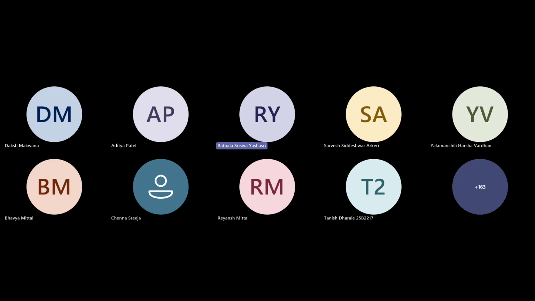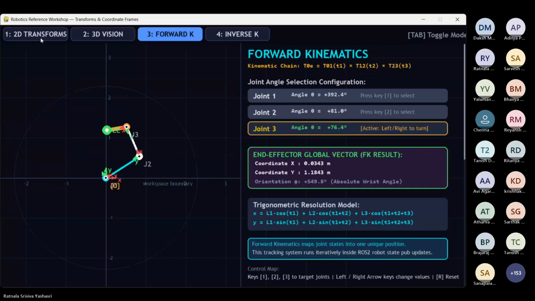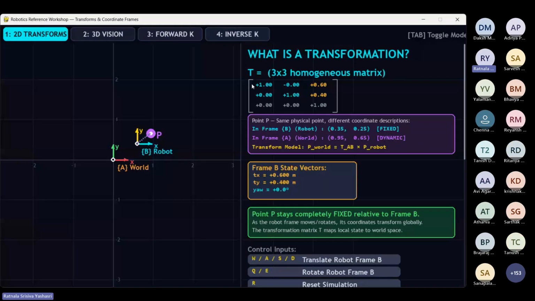Now that we've covered the transformation matrix, we can understand this. So in a 2D transform, the first 2 by 2 matrix block is your rotation matrix, and the ones in yellow are your translation vector. So now when I rotate, you see that those values change, and so do the coordinates of point P in frame A. Notice how they change now.